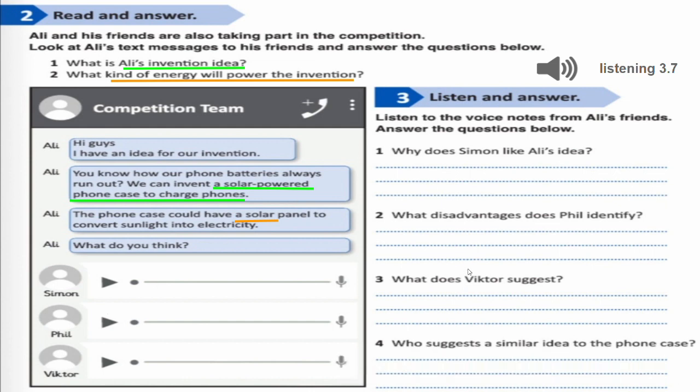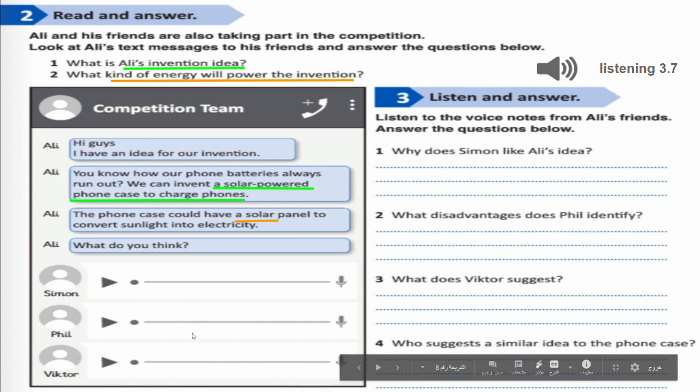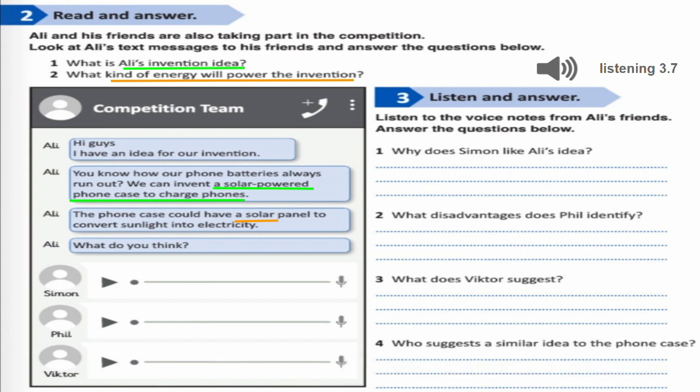What does Victor suggest? Victor has a suggestion. And finally, who suggests a similar idea to the phone case? We should say which person. So just listen and try to write down your answers.